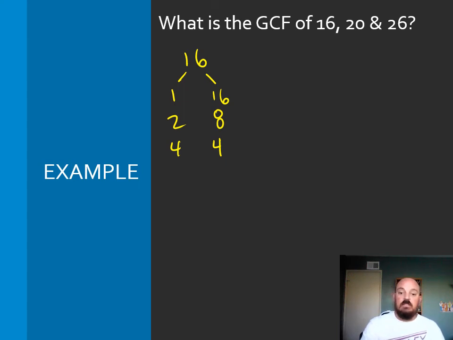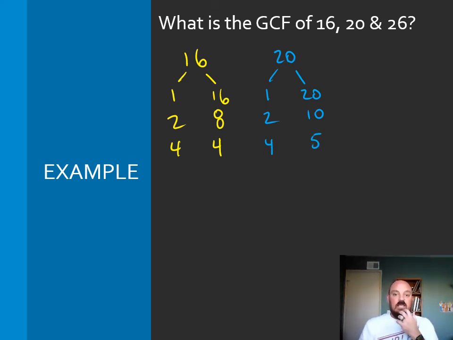All right, let's try the 20. We have 1 times 20 for sure. We have 2 times 10, not 3. We have 4 times 5, and then we're done because we just got the 5.